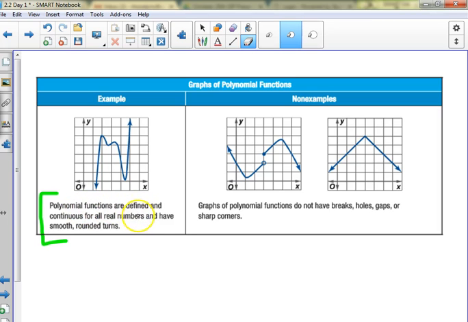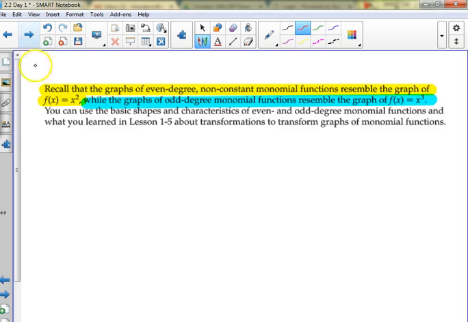All right. Now we're going to talk about polynomial functions. The graph is defined as a continuous curve for all real numbers, and it has smooth rounded turns. Not a polynomial function because it has a gap. Not a polynomial function because it has a hard turn. Smooth, continuous, defined for all real numbers. So that means it can't have what? No asymptotes either. Those are going to be rational functions, not polynomial functions. Not that I'm going to ask you to write an essay on the difference between the two.